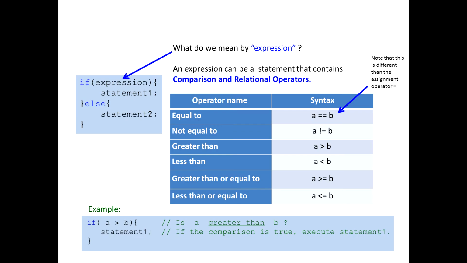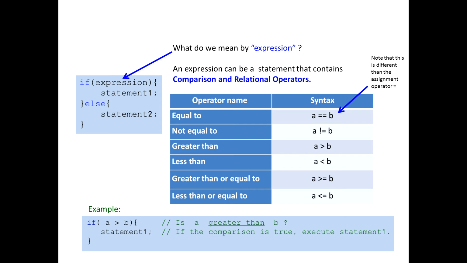Okay, so let's look at what we mean by an expression. Well, there are several things we can put in an expression. The first thing we'll look at are comparison and relational operators. If we look at this table, we see a number of comparison and relational operators that we could use. The first one is we could check to see if A is equal to B.